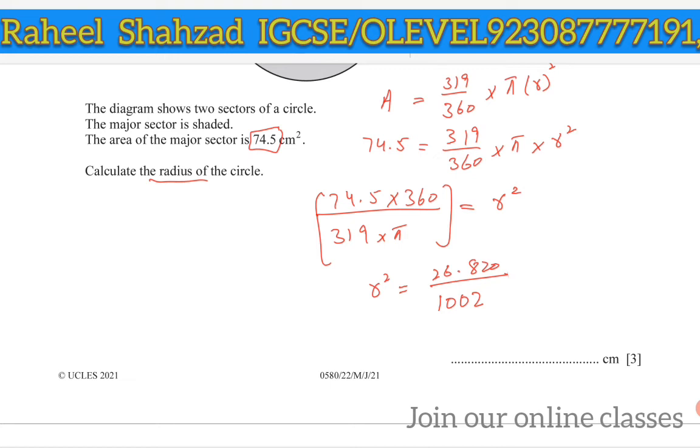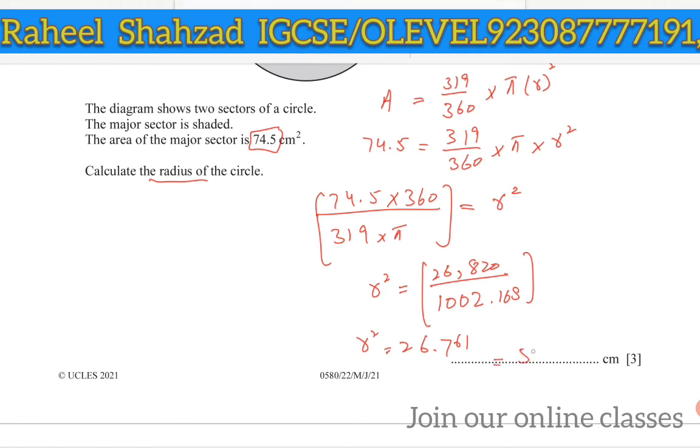Let me check it again. 74.5 times 360 is equal to 26,820, and 319 into pi is going to be 1002.168. Now we are going to divide 26,820 by 1002.168. Okay, the answer we get is 26.761. And at the end we take the square root of the answer.